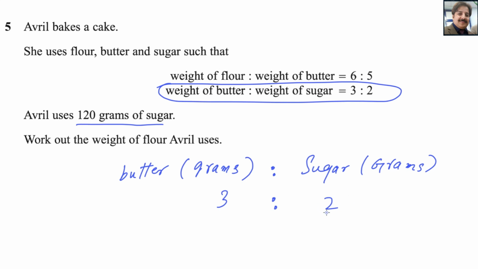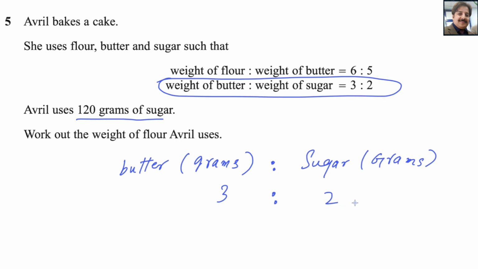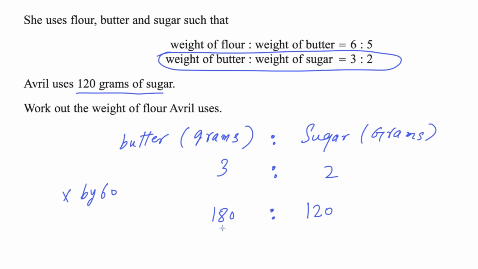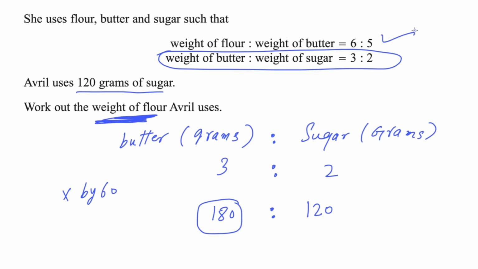So how to get 120 here? Just multiply both numbers by 60. So if you multiply by 60, we get here 180. This will be 180 grams and sugar will be 120 grams. So from here we conclude that butter is 180 grams. Now use this ratio to find the flour. Because we want to find the weight of the flour, we will choose now this ratio.